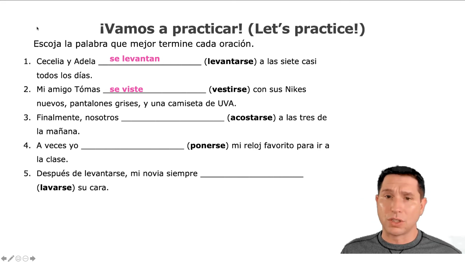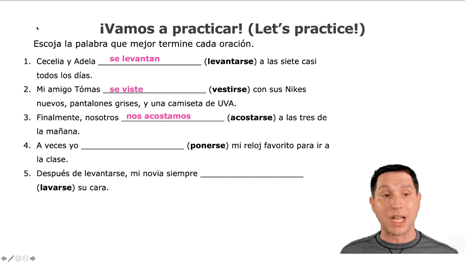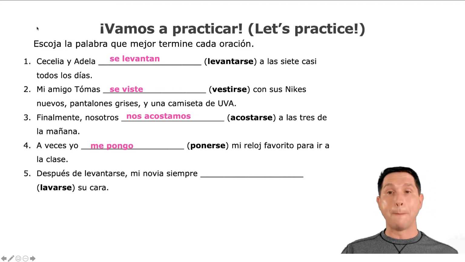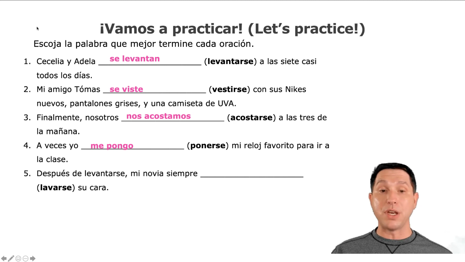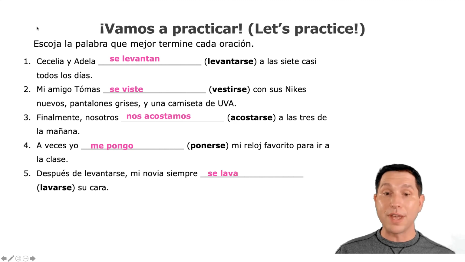Finalmente nosotros acostarse a las 3 de la mañana. Muy bien, nosotros nos acostamos a las 3 de la mañana. A veces yo ponerse mi reloj favorito para ir a la clase. Me pongo muy bien. Después de levantarse, mi novia siempre lavarse la cara. Mi novia siempre se lava su cara.